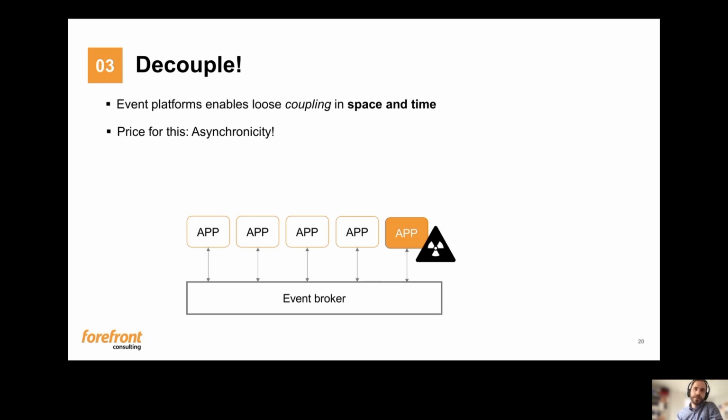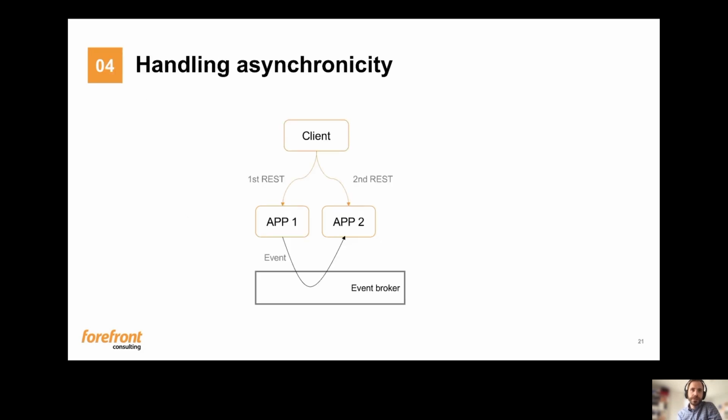We can have timing issues when it comes to data consistency and so on. And this is something that we, of course, also had some problems with and had to figure out how to handle. And this leads us to the next key factor, which is how to handle asynchronicity. Well, imagine this, for instance. We have a client here making a synchronous REST call to some application app1 here, which in turn triggers an event that application 2 listens on.